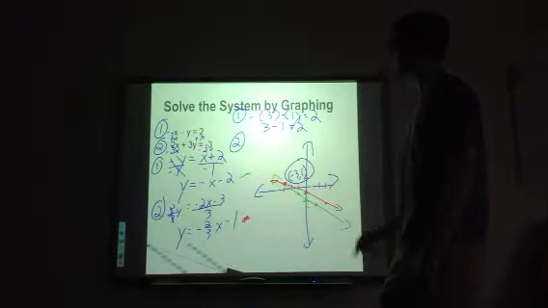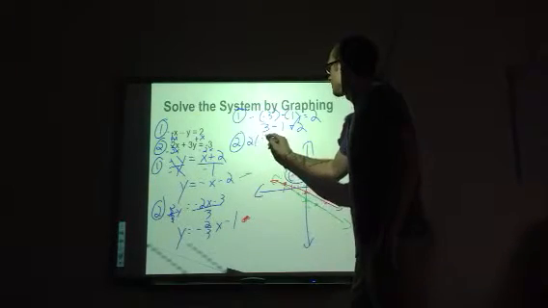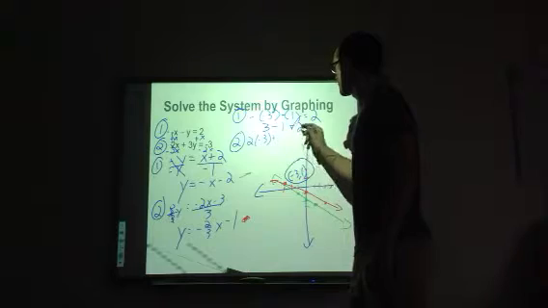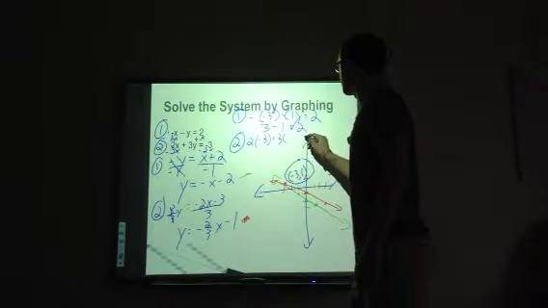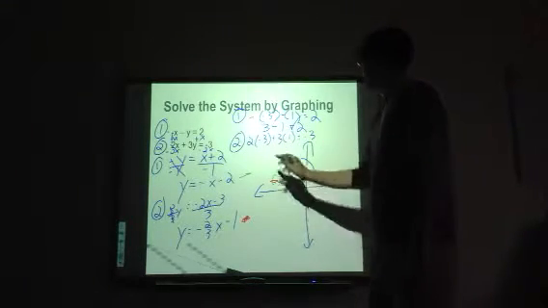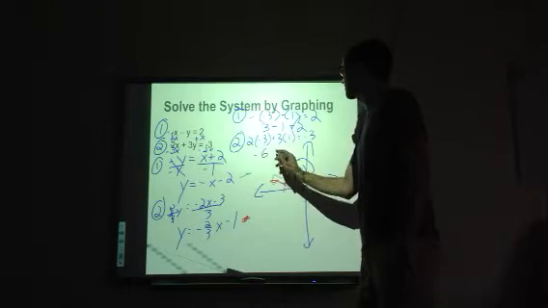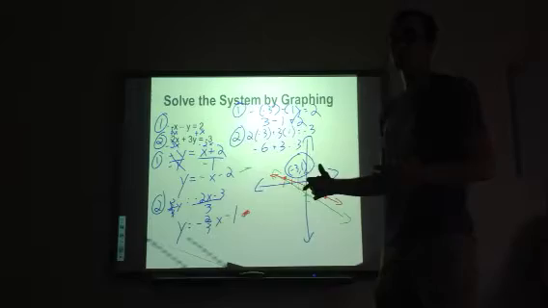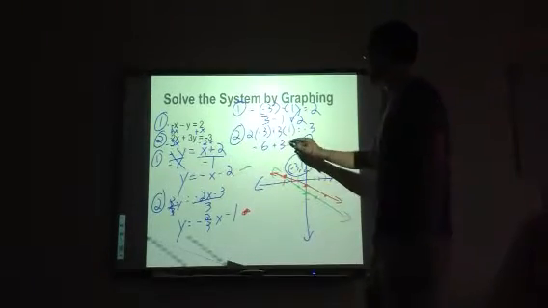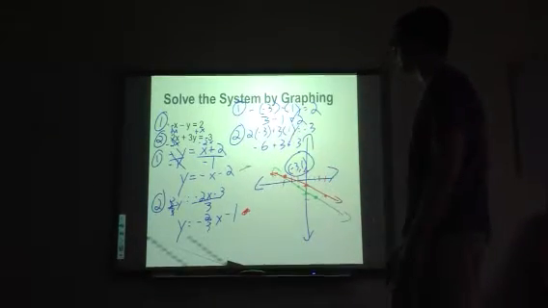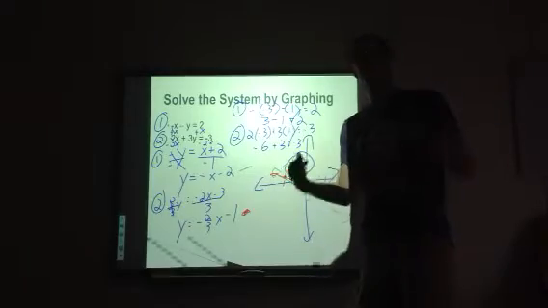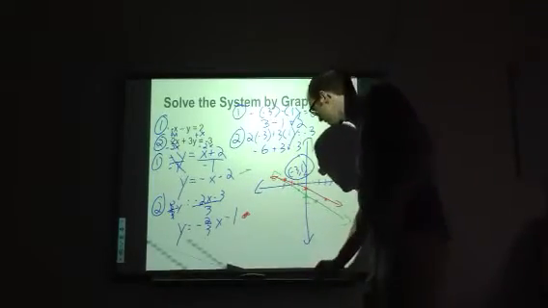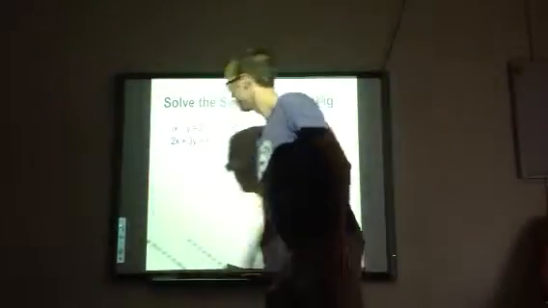Let's check out equation 2. 2 times negative 3 plus 3 times 1. Is that going to equal negative 3? 2 times negative 3 is going to be negative 6 plus 3. Is negative 6 plus 3 equal to negative 3? Absolutely it is. Okay? So negative 3, 1 is a good solution. We're good there. Let's go ahead and look at the last one.